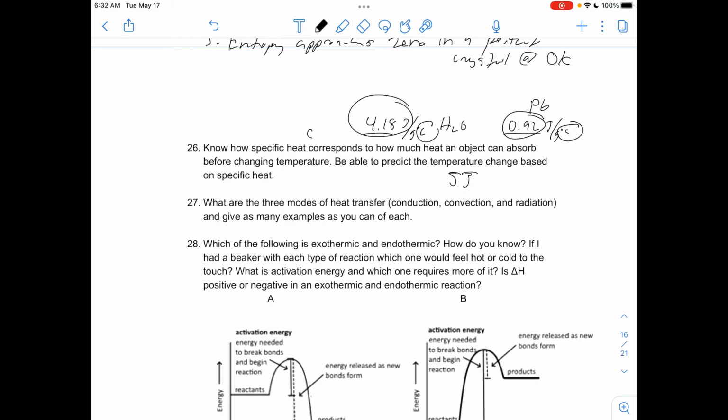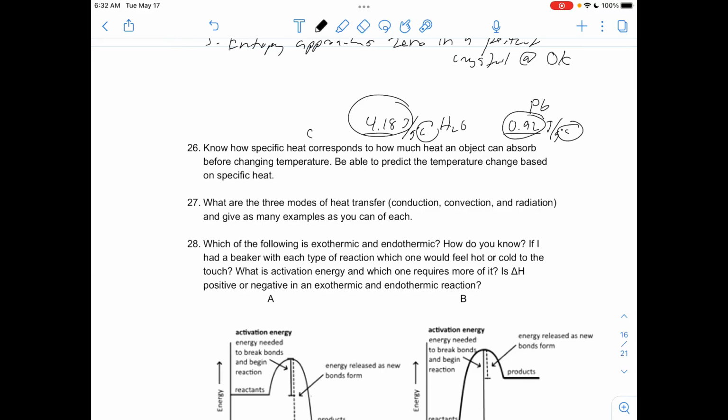Water, however, is not even going to change 1 degree. It's going to absorb 5 joules of energy and change a little over 1 degree. Water can absorb 4.18 joules before it changes temperature. So the higher that number, the less it changes temperature, and the lower that number, the more change in temperature happens.